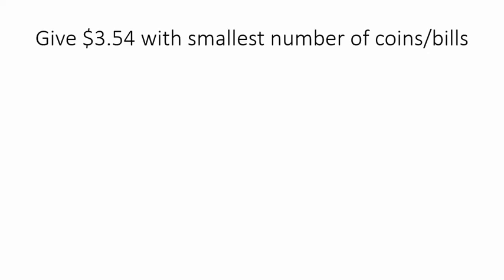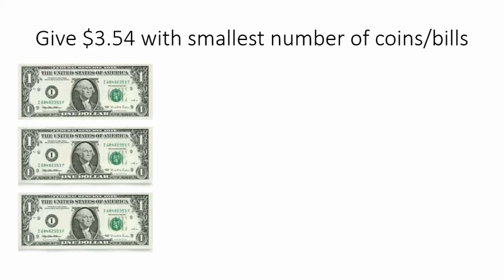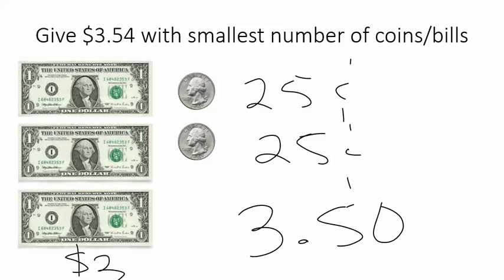We want to start with the largest bill possible. So we can't use $10, that's too much. We can't use a $5 bill. We're going to use $1 bills. So you would need to give three $1 bills. That took care of the $3. Now we need to look at the 54 cents. We're going to have to use coins. The biggest coins are quarters. 2 quarters would give you 25 plus 25 or 50 cents. So far, this means you have $3.50 in change.